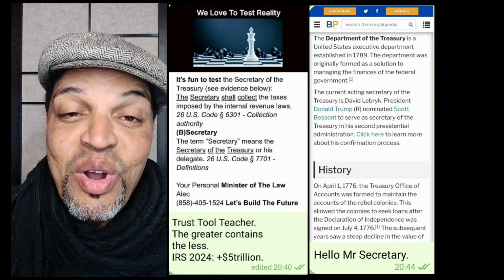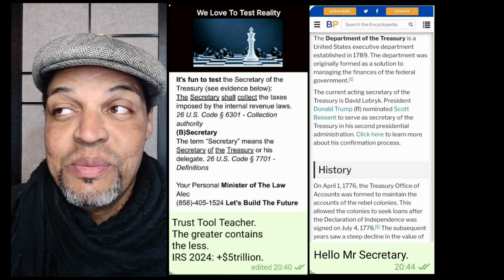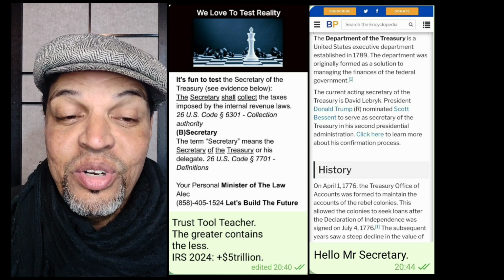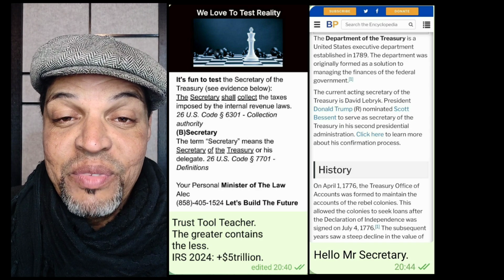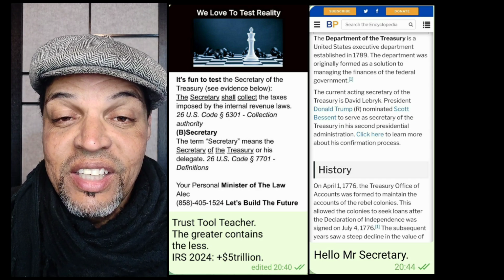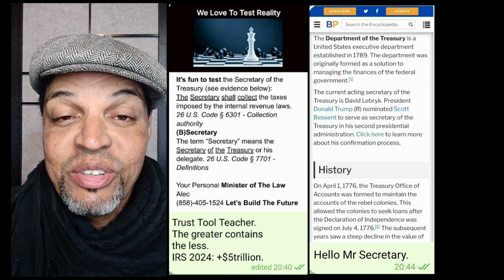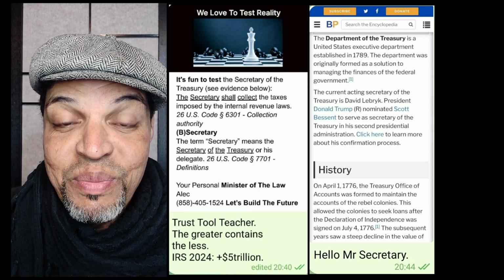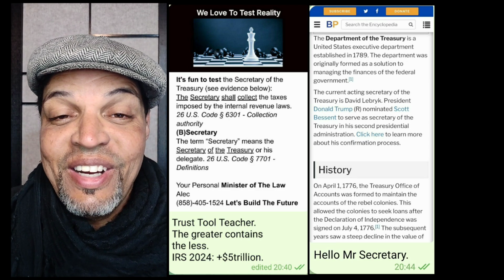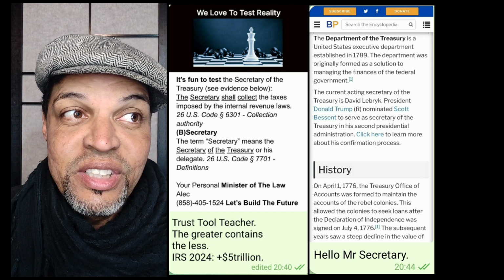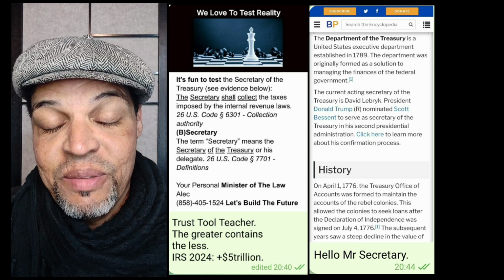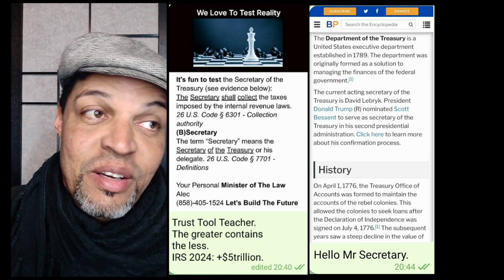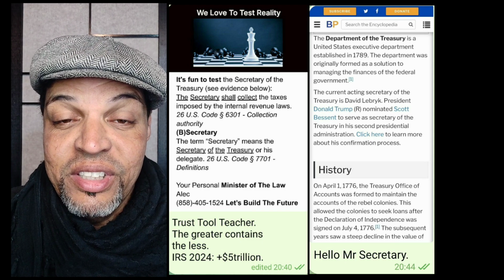Okay, so we're going to walk down and show you some key words because a lot of my neighbors don't know the hierarchy of the realm. They don't know that the greater contains the less. They don't know that the Secretary was created to serve me, one of the people. The Secretary is one of those positions that falls under the jurisdiction of the executive branch. The executive branch in America, that's where the president falls under.